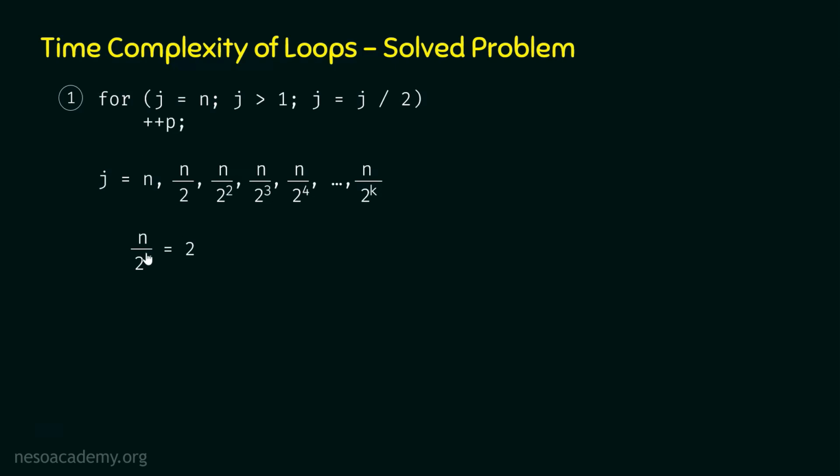Let's find this out. N by 2 power k is equal to 2. If we solve this equation, we will get k in terms of n. Let's remove this denominator by multiplying both sides by 2 power k. In the left hand side we will be left with n, and in the right hand side we will be left with 2 times 2 power k, which is equal to 2 power k plus 1. When bases are same, the powers add. So we will get n equal to 2 power k plus 1. Now we can bring this k plus 1 down from the exponent so that we can find the value of k.